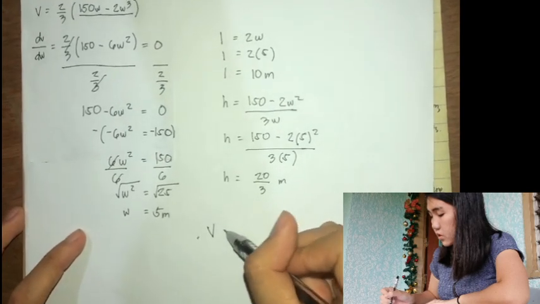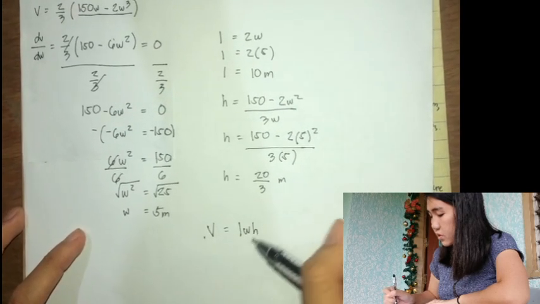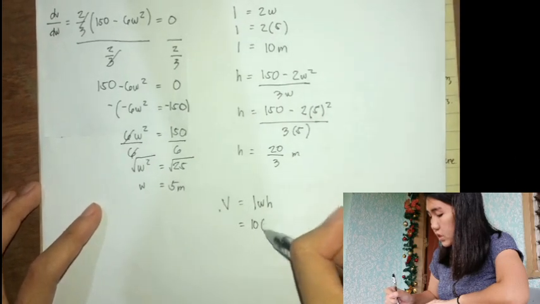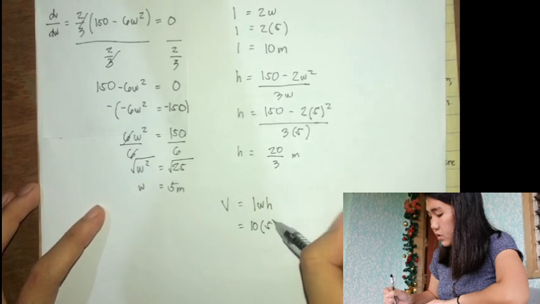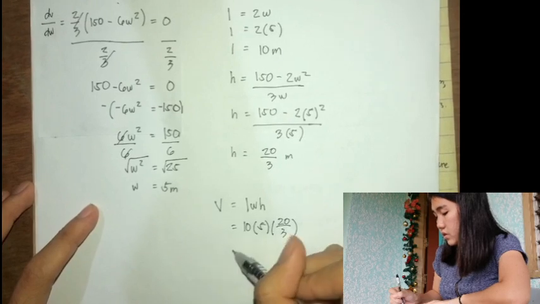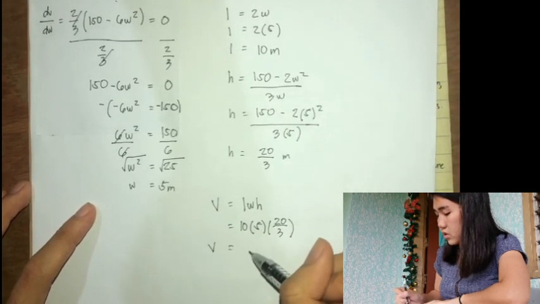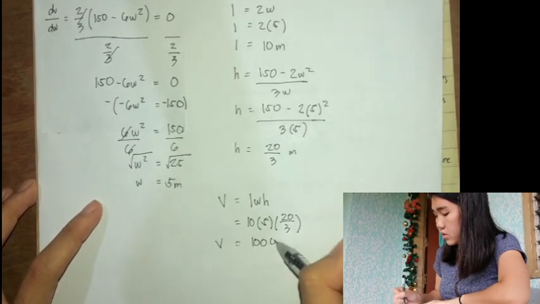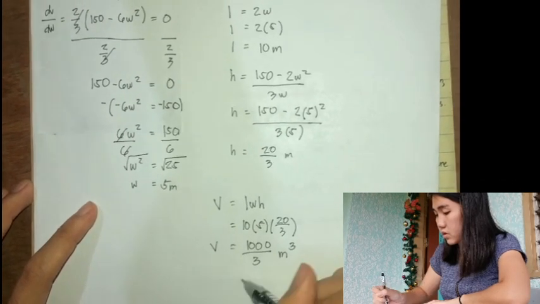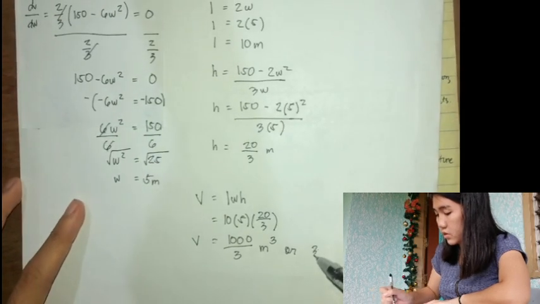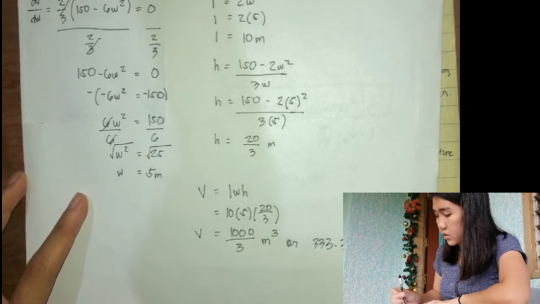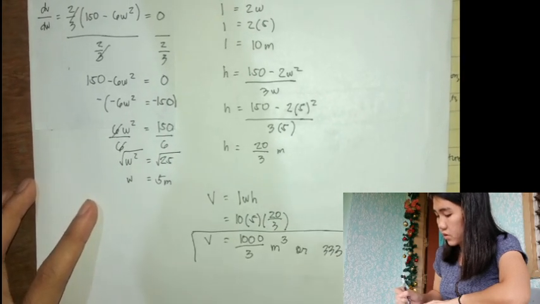And finally, we get the volume: length times width times height. Our L is 10 meter times 5 meter times 20 over 3 meter. So we have the volume is 1000 over 3 meter cube, or 333.33 meter cube. And this is our final answer.